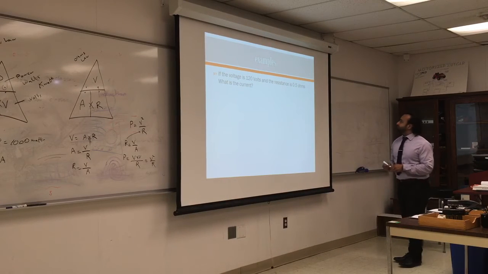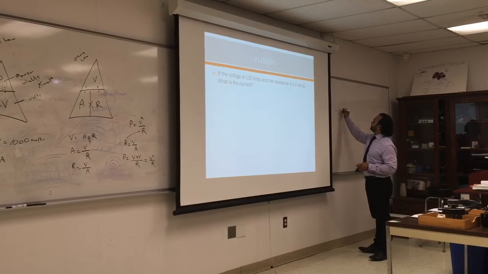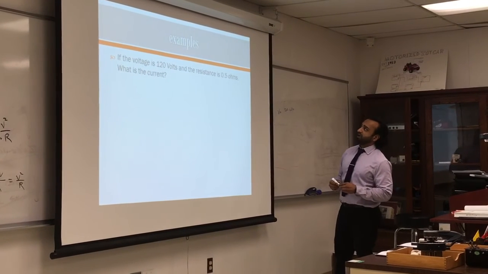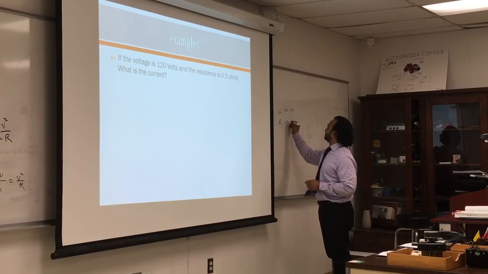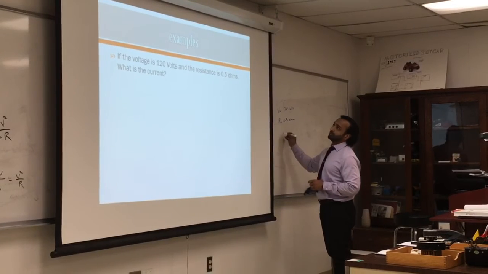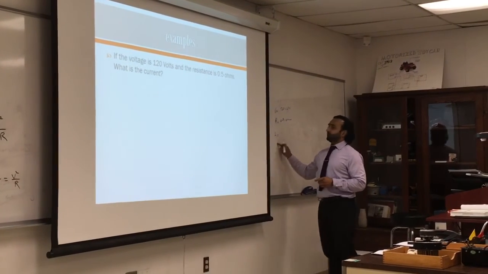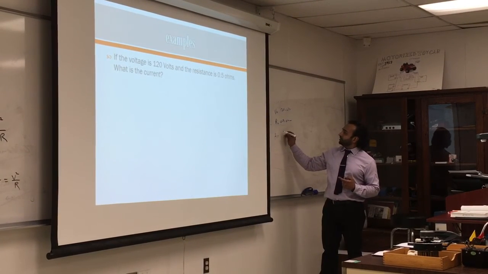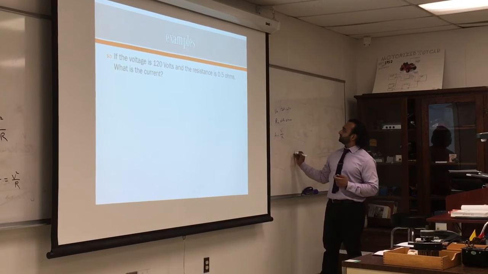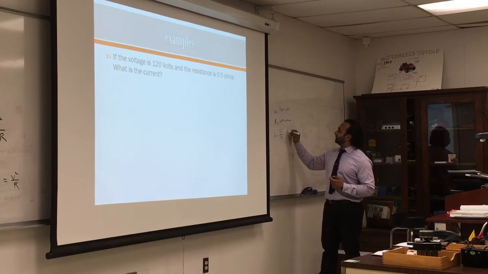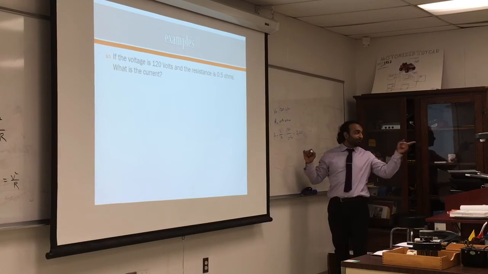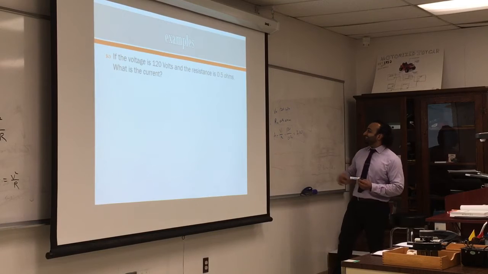So if the voltage is 120 volts, resistance is half an ohm, what is the current? Current equals what? Amps. So it's voltage over resistance, right? So 120 over 0.5. So 240? No, wait, it's 60? You're dividing by half, so 240.